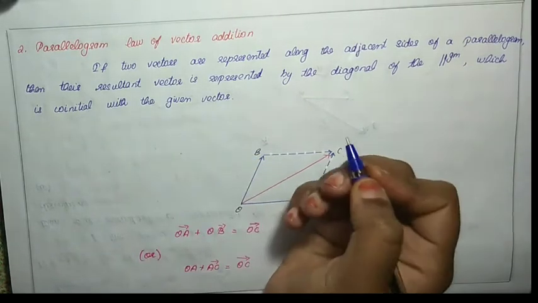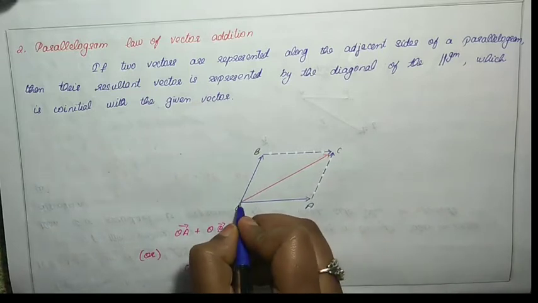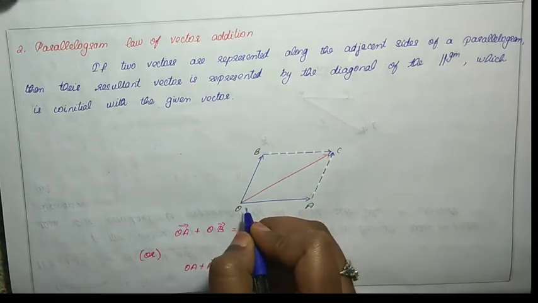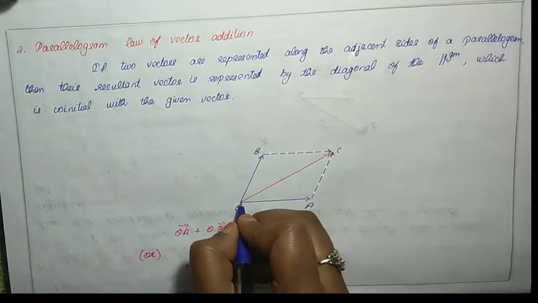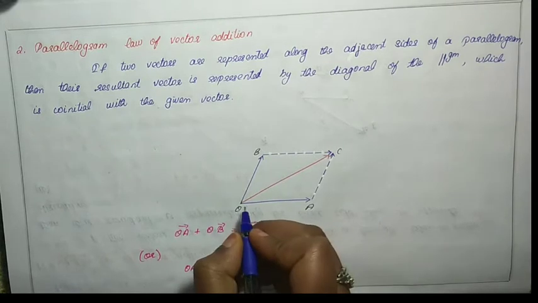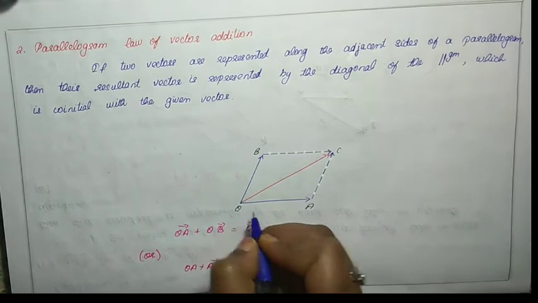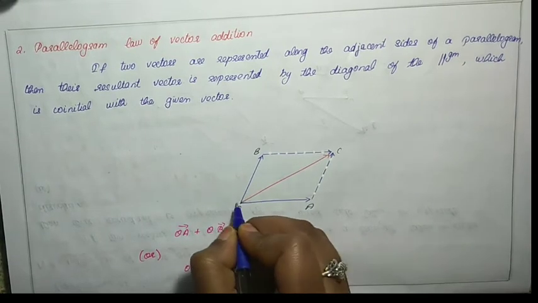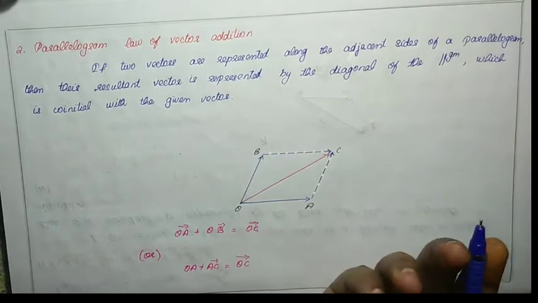So what they are saying is that there are two vectors passing through the same point. I have taught you that these are coinitial vectors, right? The two vectors which have the same initial point are called coinitial vectors. So the coinitial point is O. The two vectors are drawn from O to A and O to B. This is forming a parallelogram.